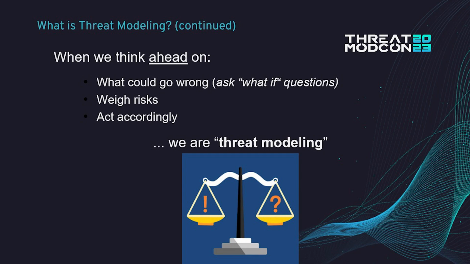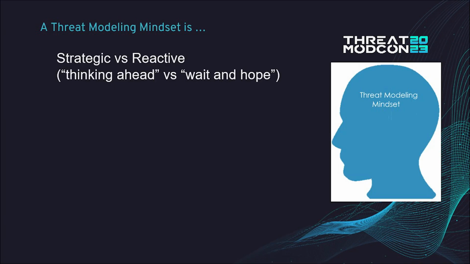Well, when we think ahead on what could go wrong, ask those what-if questions, and weigh risks and act accordingly, we're doing a kind of threat modeling. It's helping us think about what could happen, how we then do things in relation to those things that can go wrong, and how we act and react accordingly. So a big first part of the threat modeling mindset is being strategic versus reactive. It's thinking ahead. That's ideal. What could happen? What could go wrong? What do I need to think about here? And it's interesting, it's versus that wait and hope.